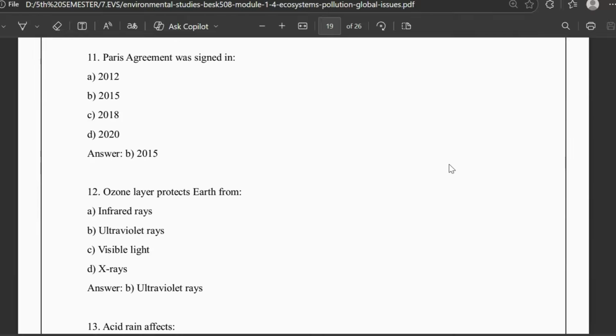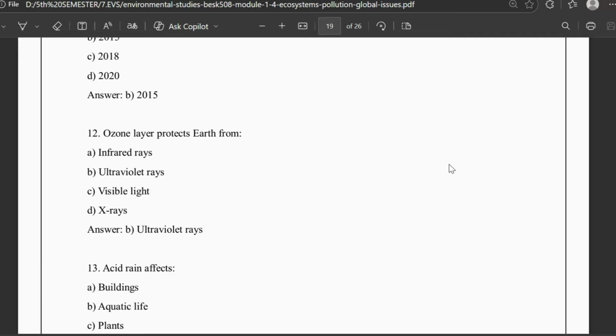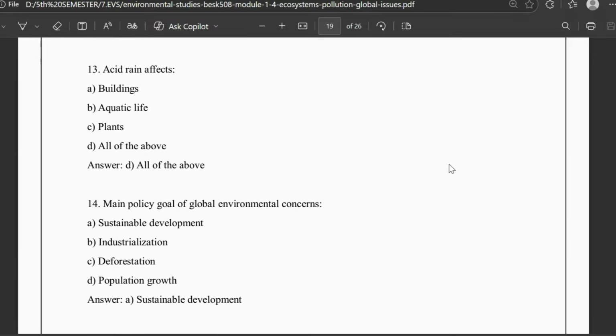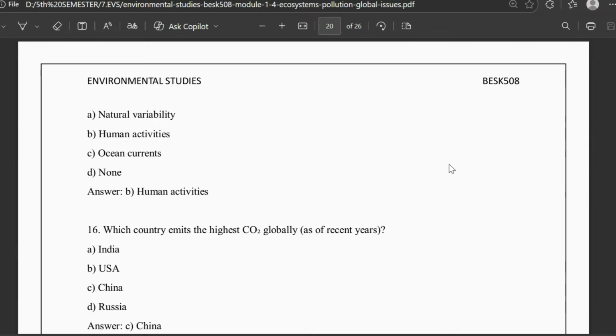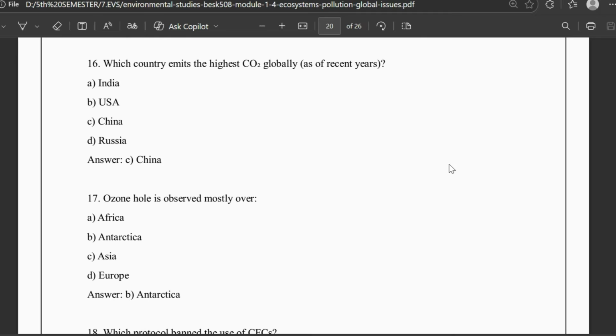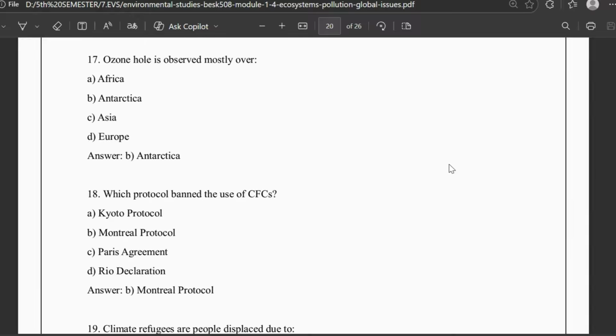The ozone layer protects the earth from ultraviolet rays. Acid rain affects all of the above. The main policy goal of global environmental concerns is sustainable development. Climate change is primarily due to human activity. Which country emits the highest CO2 globally? China. The ozone hole is observed mostly over Antarctica. And which protocol banned the use of CFCs? The Montreal Protocol.